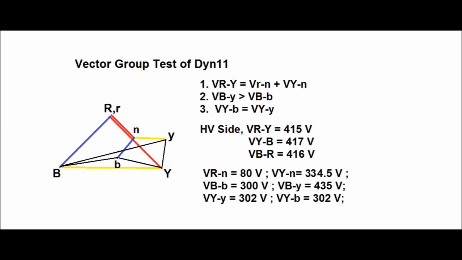Condition 2 is also satisfied, that is the voltage between HB side blue phase winding and LB side yellow phase, which is 435, which is greater than the voltage between HB side blue and LB side blue phase. And again the third condition, that is the voltage between HB side yellow and LB side blue phase is equal to the voltage between HB side yellow and LB side yellow, which is 302 volt. So three conditions are satisfied, so we can conclude that the vector group of the transformer is Dyn11 type.